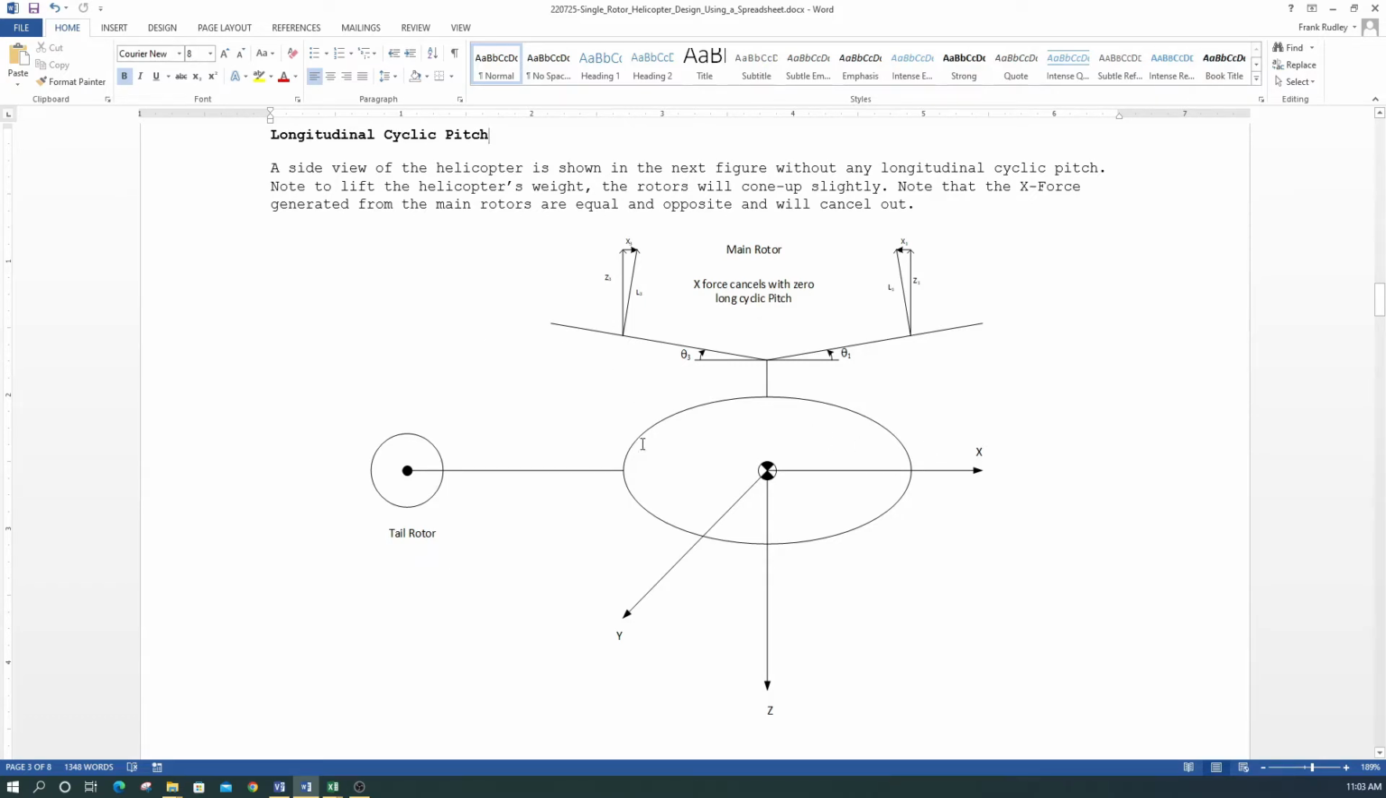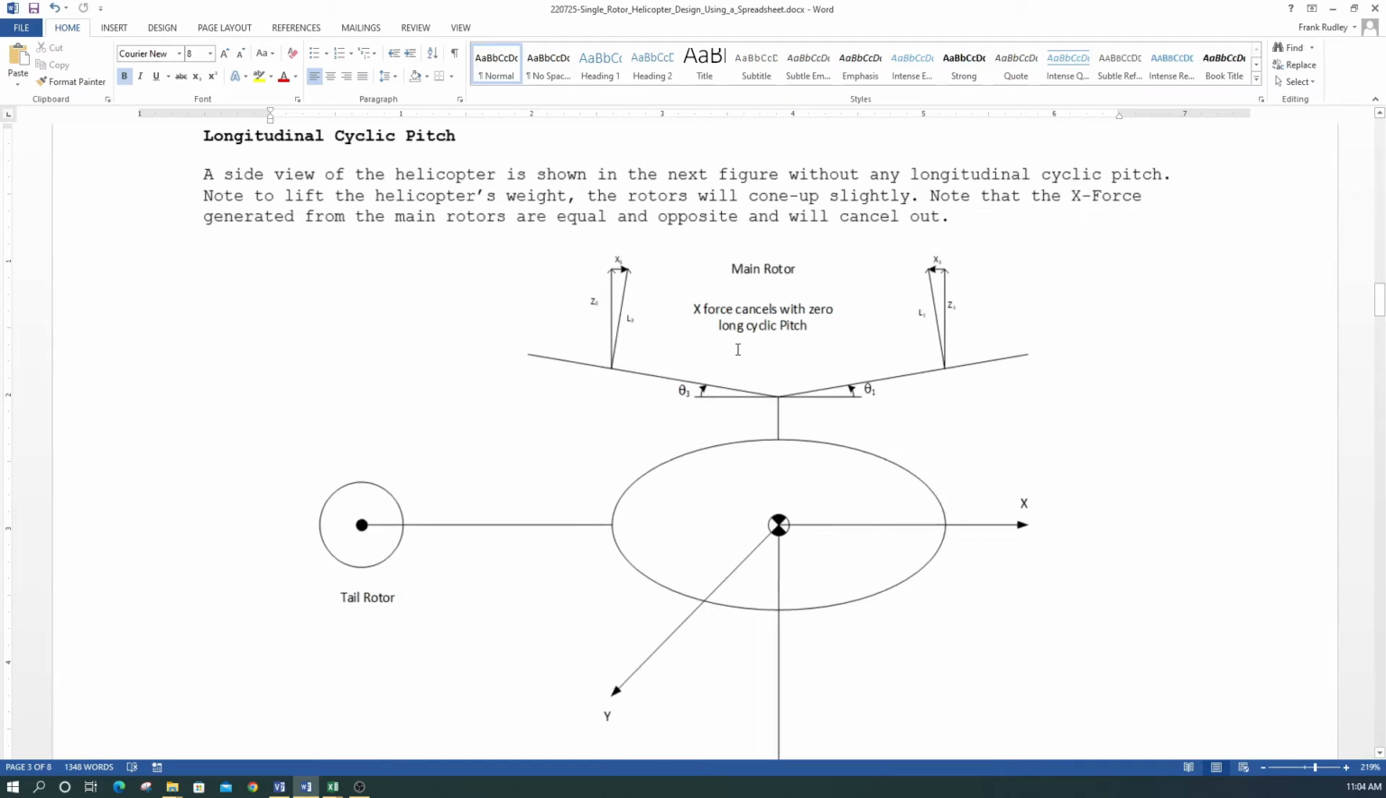So due to the weight of the aircraft, the rotor system cones up a little bit, so there's a little bit of angle here, and this angle is really proportional to our collective pitch. But right now we're just talking about longitudinal cyclic pitch. So anyway, the rotor system tends to cone up. So this is the lift, say for blade 1 and blade 3.